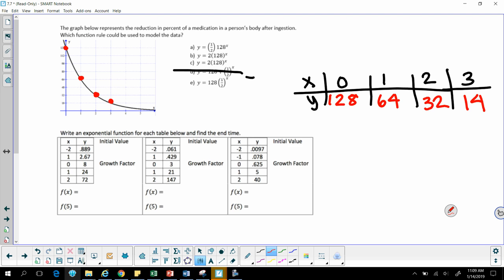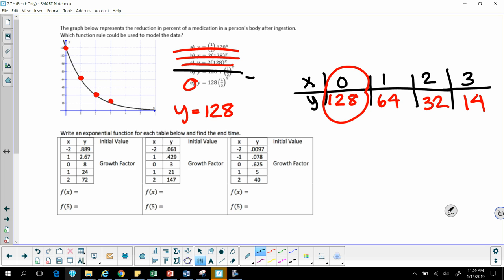So I'm just writing the table that goes to that graph right there. So what is my initial value here? 128, right? It's when x is 0. So that should be in the front. Which one doesn't have 128 in the front? C, D, and A. So automatically I know it's probably E. But you can always put it into your calculator, right?